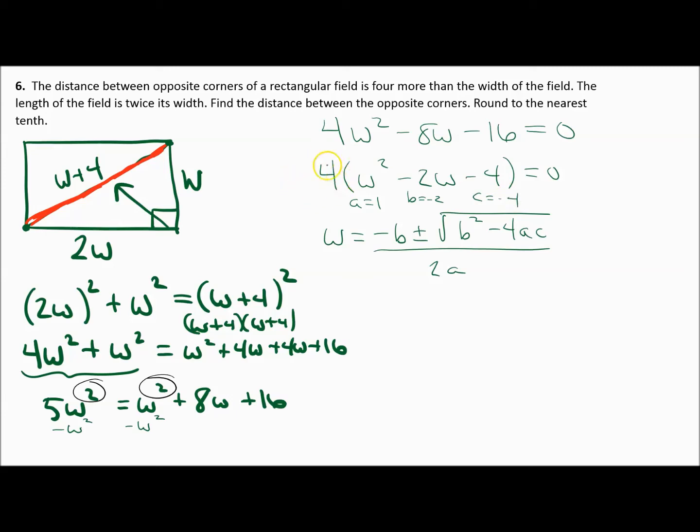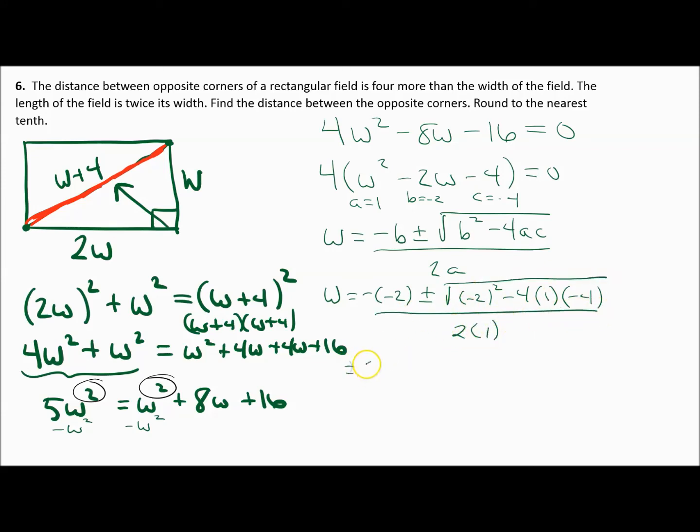This 4 that we factored out front, we don't have to use that. Now, if you wanted to do it back here with your a as 4, your b as negative 8, and your c as negative 16, you would still get the right answer. You would just have more simplifying to do. So I like to work with the smaller numbers if I can. w equals the negative of a negative 2, plus or minus the square root of negative 2 squared minus 4 times a, which is 1, times c, which is negative 4, and this is all divided by 2 times 1. If I keep going, it's 2 plus or minus the square root of 4.